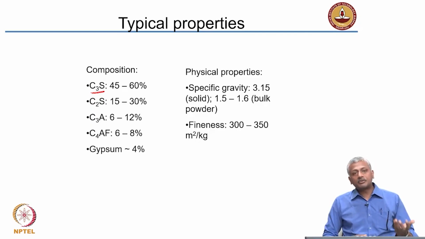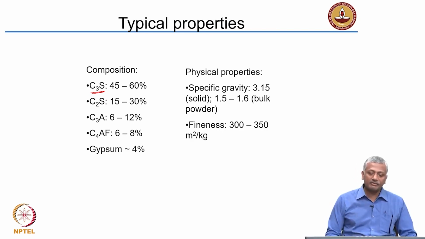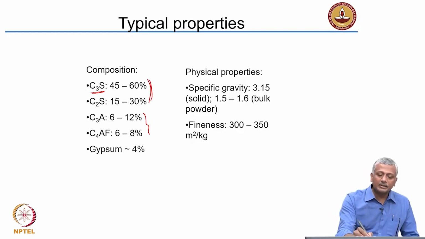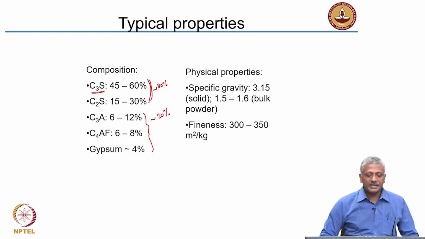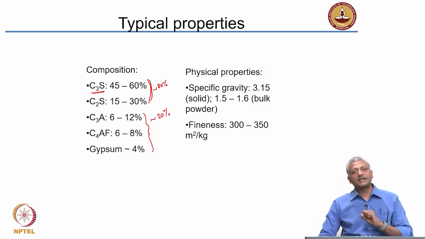Apart from C3S, as I said, you have C2S, which is typically about half or less than half of C3S. Then you have C3A and C4AF, which are much smaller quantities. If you combine the C3S and C2S together, it will be nearly 80% of your cement. And of course, the remainder will be made out of your aluminates and gypsum. So, nearly 80% of your cement will be a mixture of C3S and C2S. So, primarily your cement is calcium silicate.